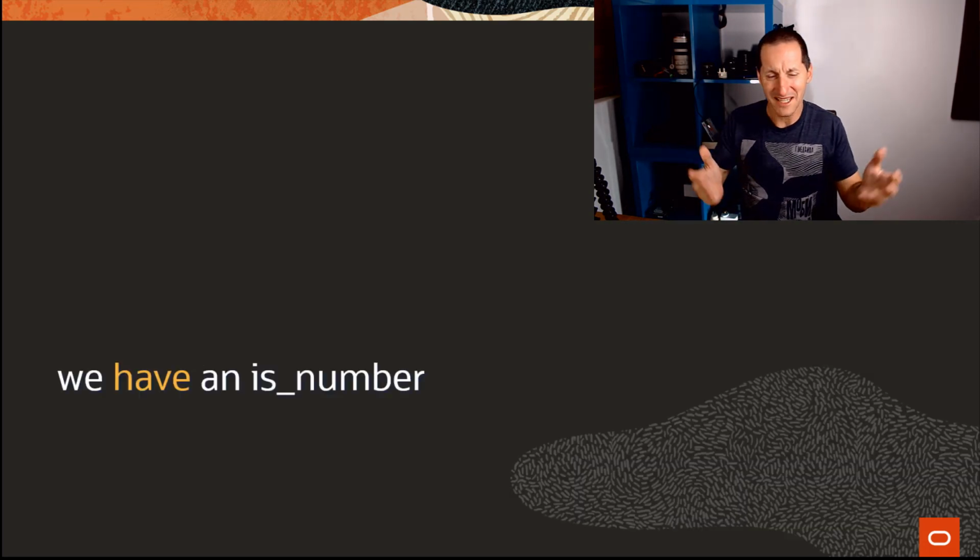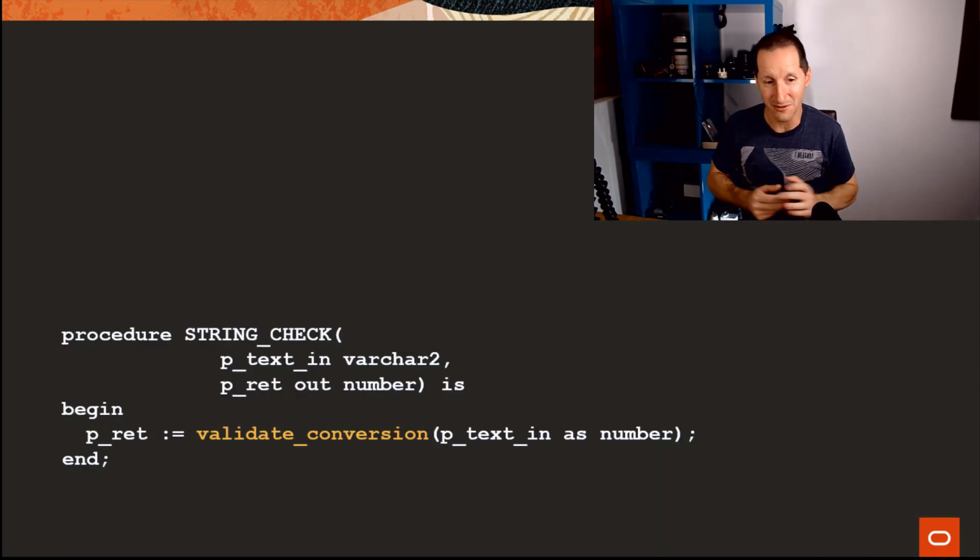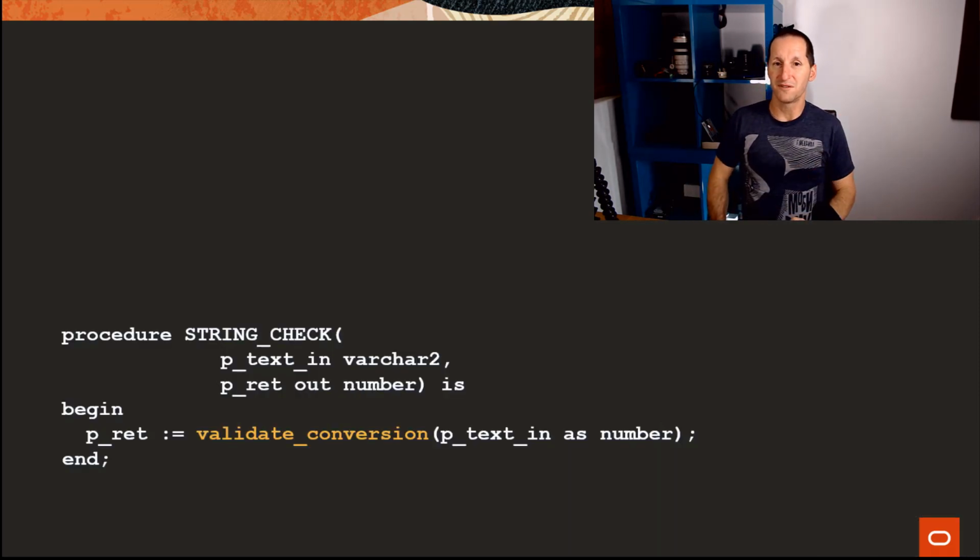This is where I went and met the customer. I said, we have an is number function. Why did you write a function called string check? And as people will know, or maybe people don't know this one, if you're on 12c and above, we actually have it natively in the kernel. You can do VALIDATE_CONVERSION in both SQL or PL/SQL, which simply says, take a value and it'll return 1 or 0, depending on whether something can be cast correctly.